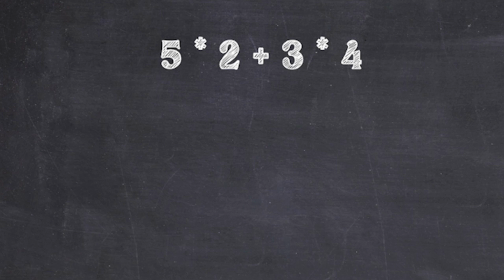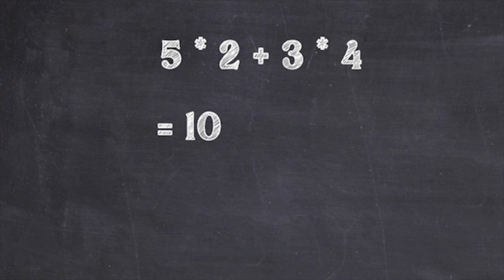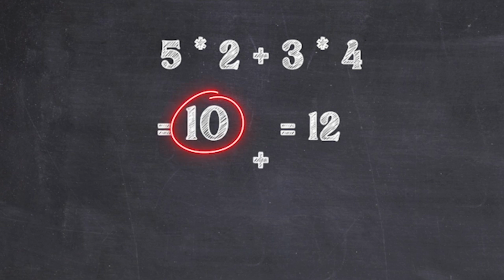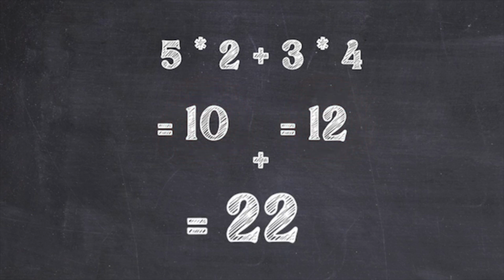We can now check for any multiplications or divisions. Let's multiply the 5 and 2 first. That gives us 10. Next, let's multiply the 3 and 4. That gives us 12. Now we're left to do the addition and subtraction. There is only one addition we need to complete. 10 plus 12, which is 22. And we're done.